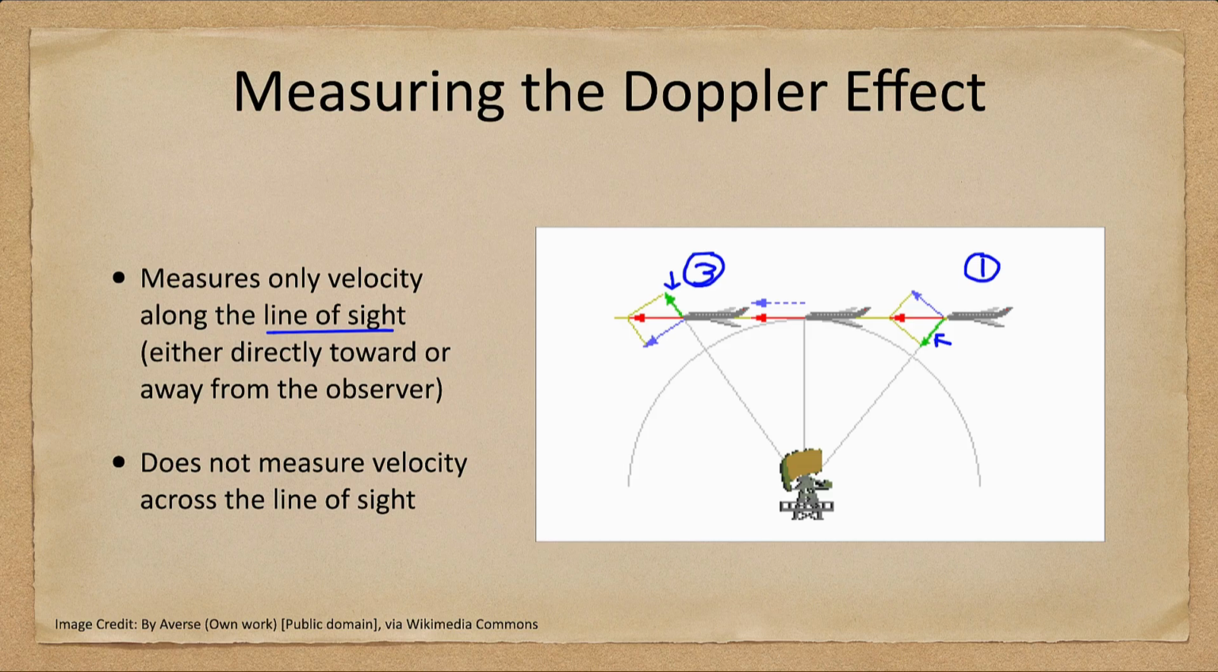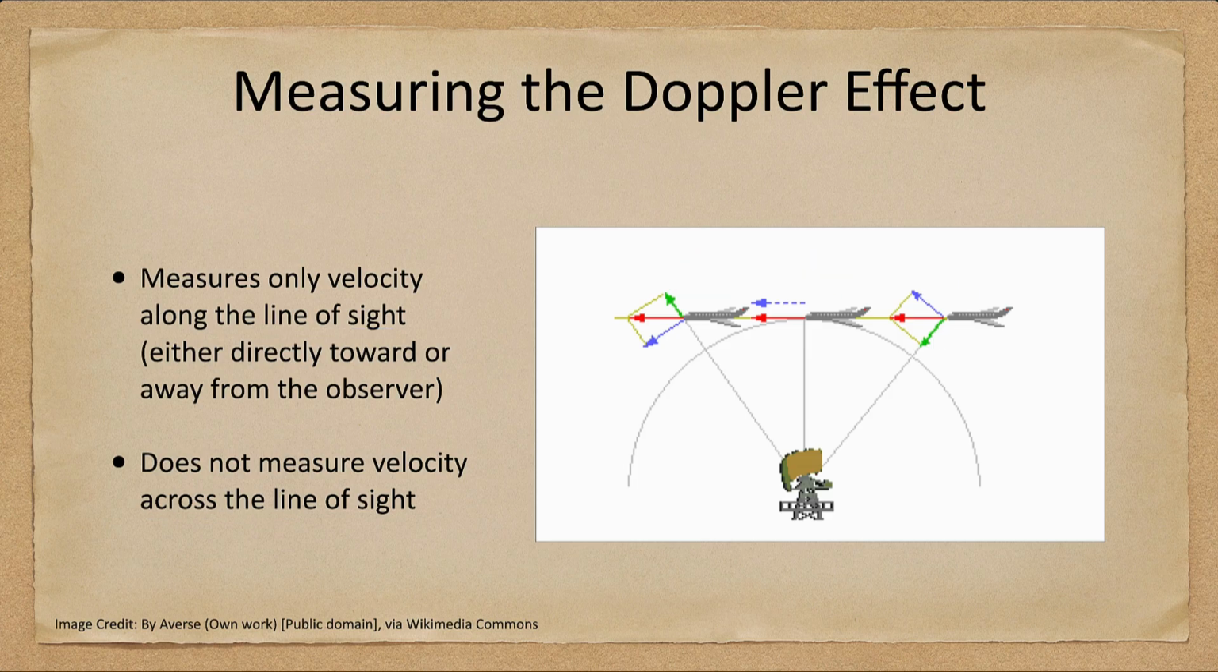The red arrow is the combination of the velocity along the line of sight and the velocity across the line of sight. The Doppler effect cannot measure the velocity across the line of sight, and that's what's shown as the blue arrow here. So at position 2, there is no Doppler shift. There is no Doppler effect because that plane is moving directly across the line of sight and neither toward nor away from the observer.